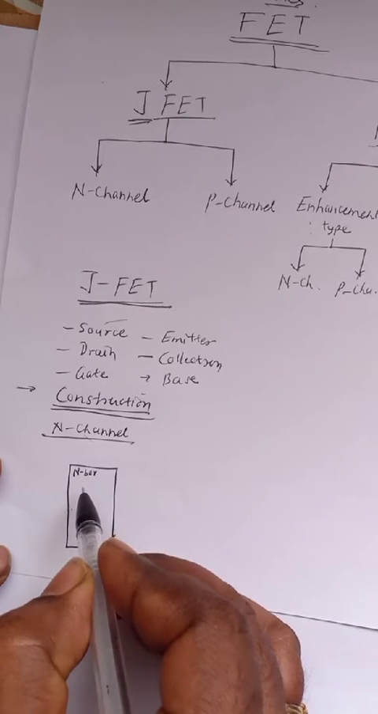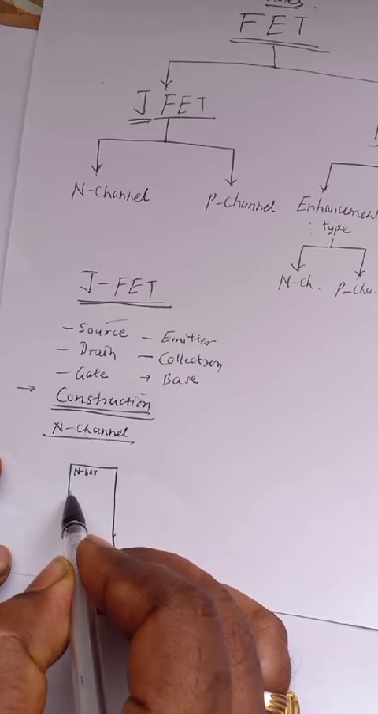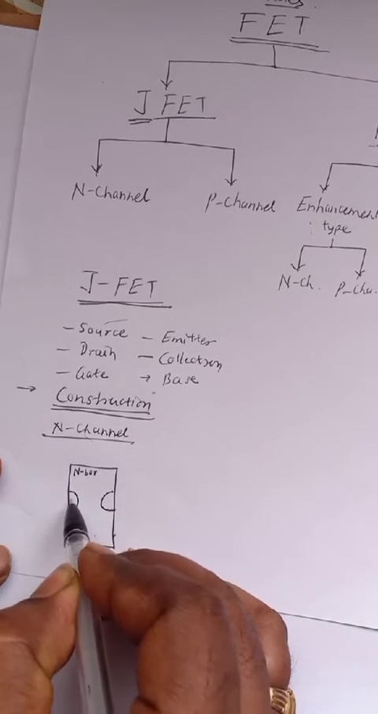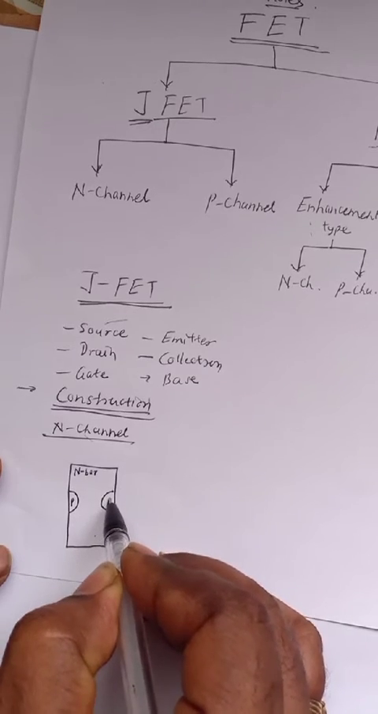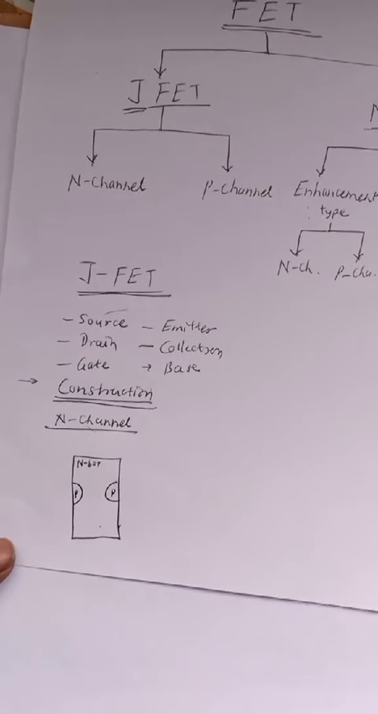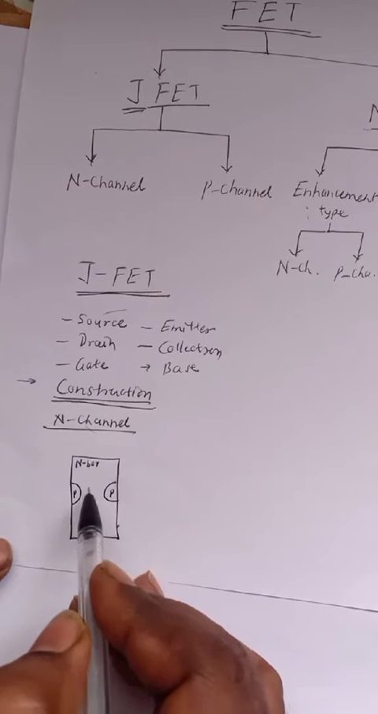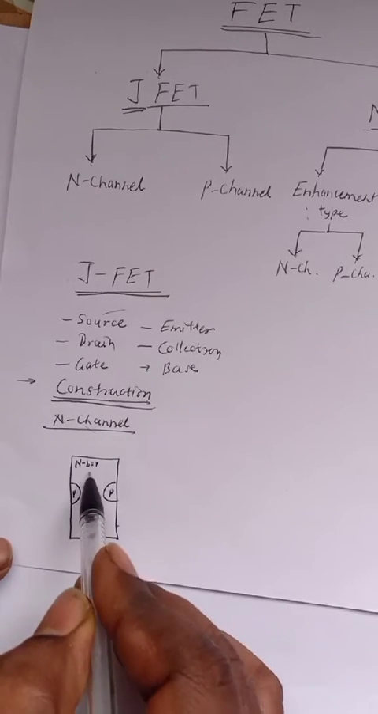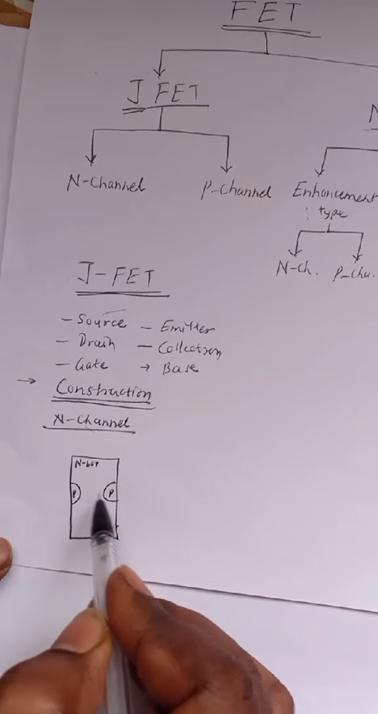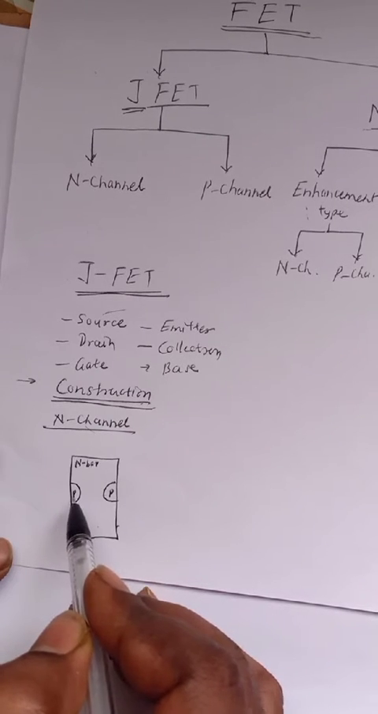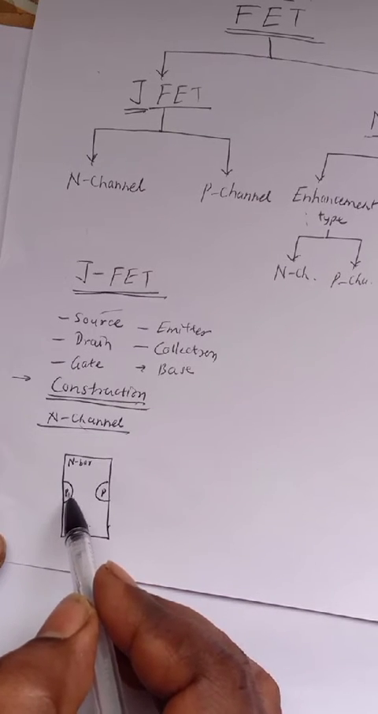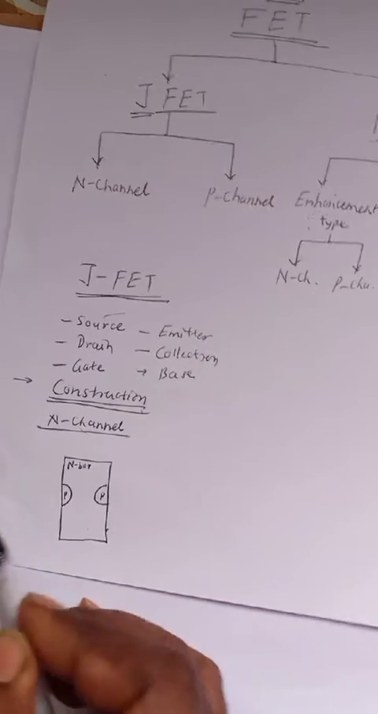Okay, so we attach P regions, we form junctions. So this is a P region, and this is also a P region. That's why there is a PN junction here, and here is also a PN junction. So this is an N type bar, and there are 2 P semiconductors attached so that the junction is formed here, PN junction, and here also a PN junction.